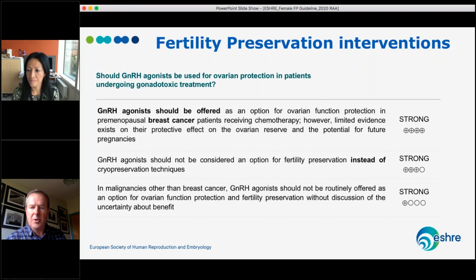We felt it was very important that, because of those caveats, it should not be considered as an option for fertility preservation instead of other more established cryopreservation techniques, but as an adjunct would be its primary place. There's also a lot of debate as to whether the data from breast cancer can be extrapolated to other cancers, and we felt that GnRH agonists should not be offered routinely in other malignancies because of this uncertainty about benefit, but certainly it could be discussed with patients as to whether they wish to go ahead with that form of treatment.